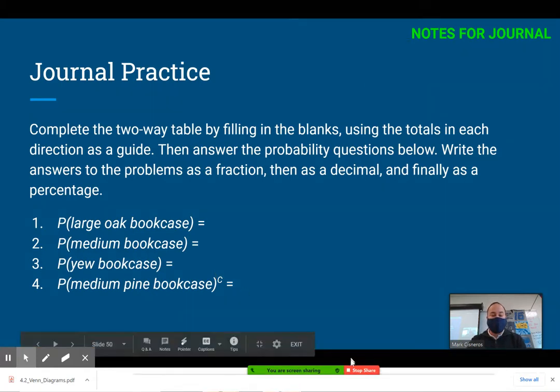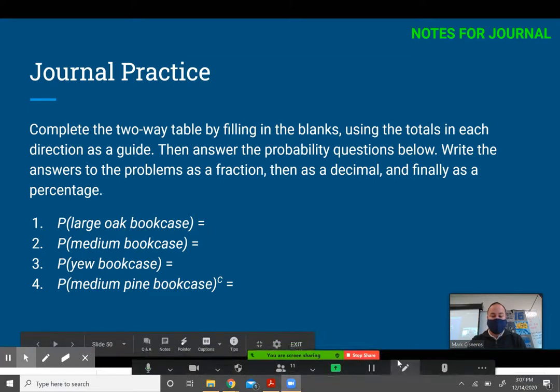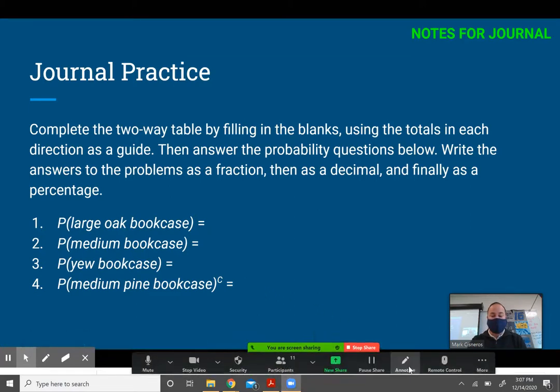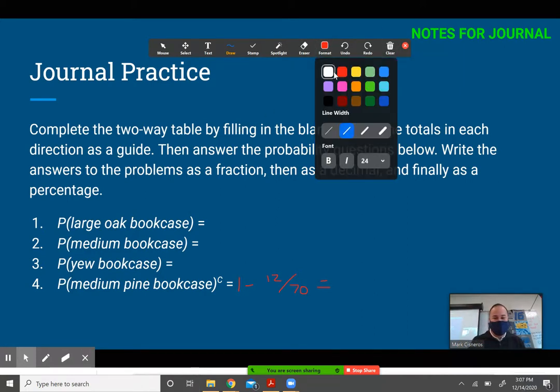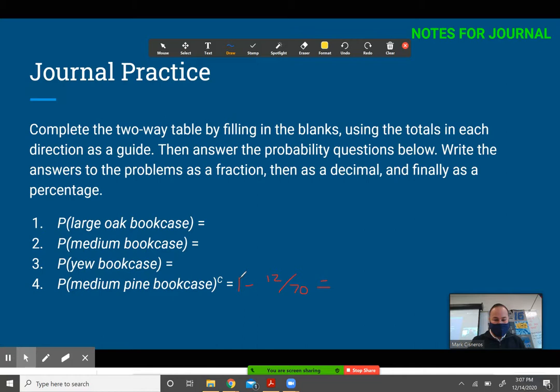So on number 4, it should be 1 minus 12 over 70 is the probability of that not happening. You can't see that, can you? Let me change the color. It should be 1 minus 12 over 70. Remember, that is the complement.